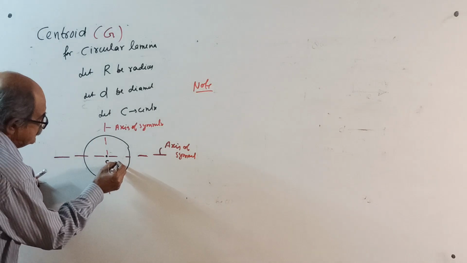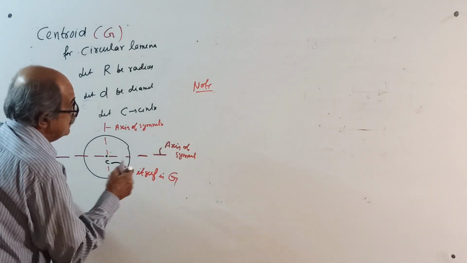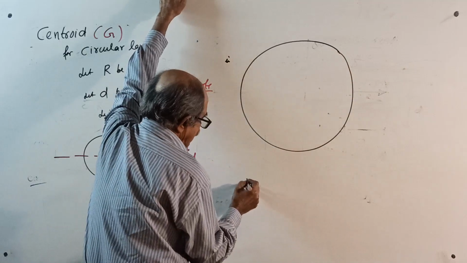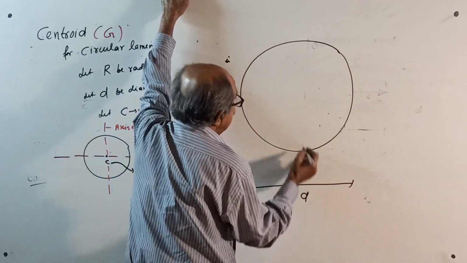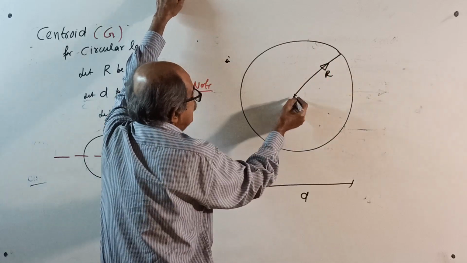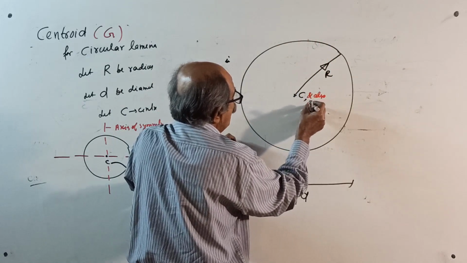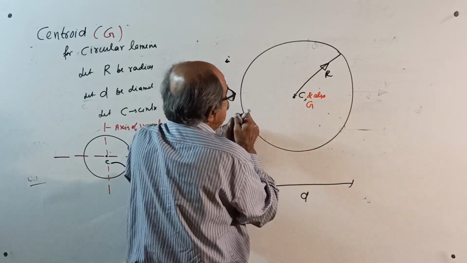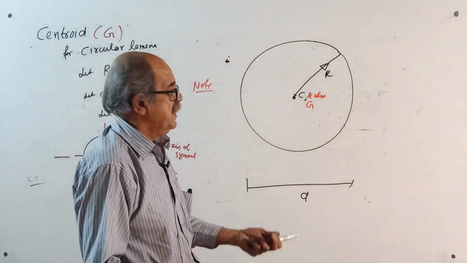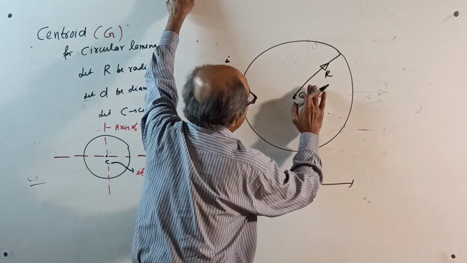Therefore, the center C itself is the centroid G. If there is a circle and you tell the diameter D, anywhere you mark the radius, no problem. Just R is sufficient. Center C is the center and also the centroid G. So it is a black dot with a red dot exactly coinciding with the center.